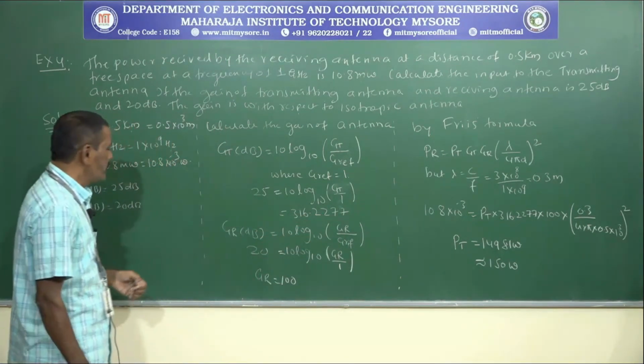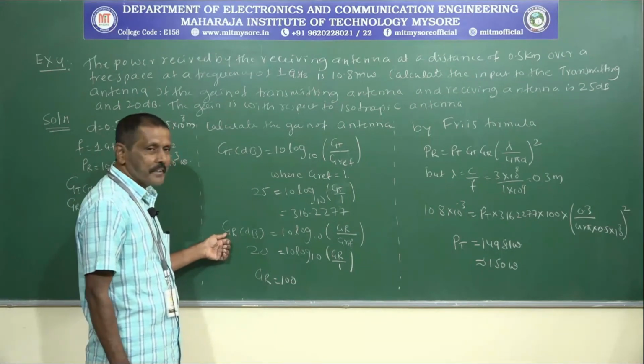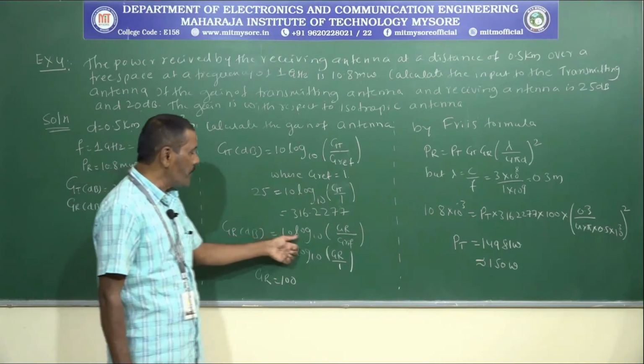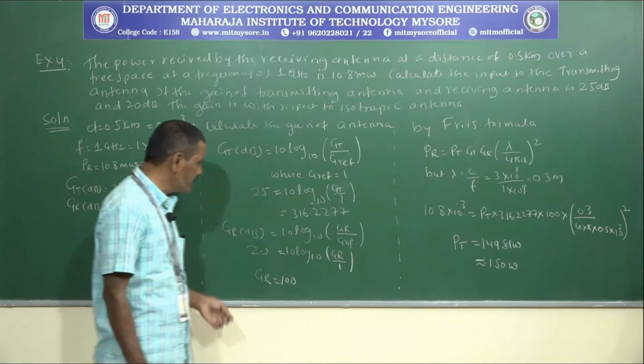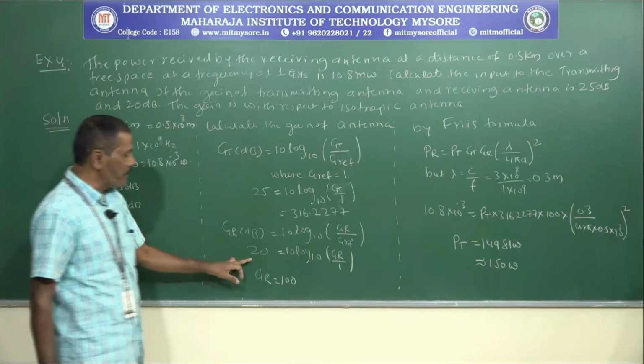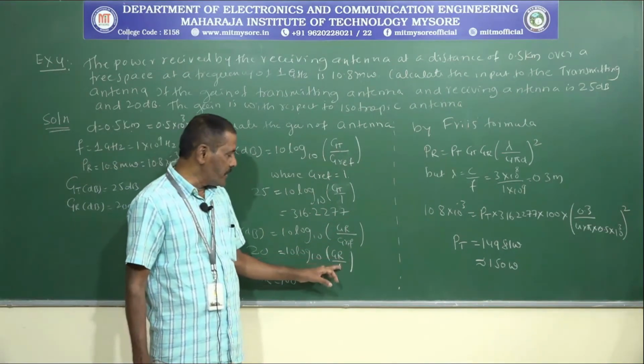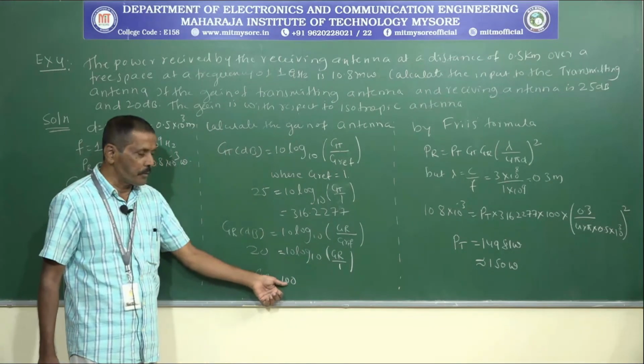Then you will get GT equal to 316.2277. Similarly, gain of the receiving antenna in dB is equal to 10 log 10 of GR divided by G reference, and GR is equal to 20 dB equal to 10 log 10 of GR divided by 1, therefore GR is equal to 100.